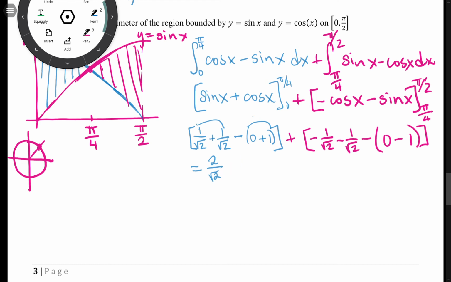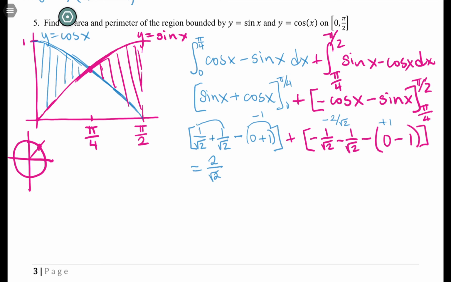And then let's see, this is a minus 1. This is a minus 2 over root 2. And this is a plus 1. Oh, wait a minute. These shouldn't be zeroing out if we set them upright. Did I get something in the wrong order? Minus, minus.